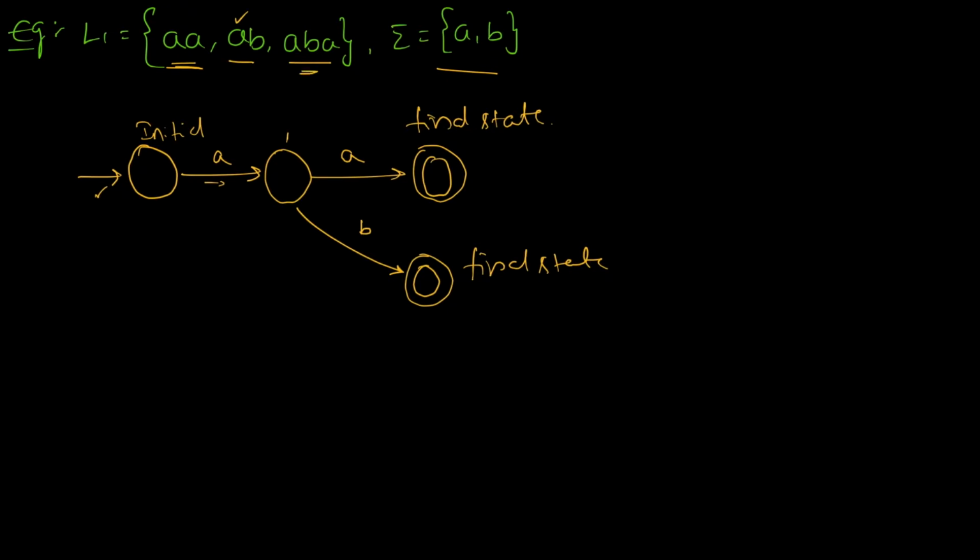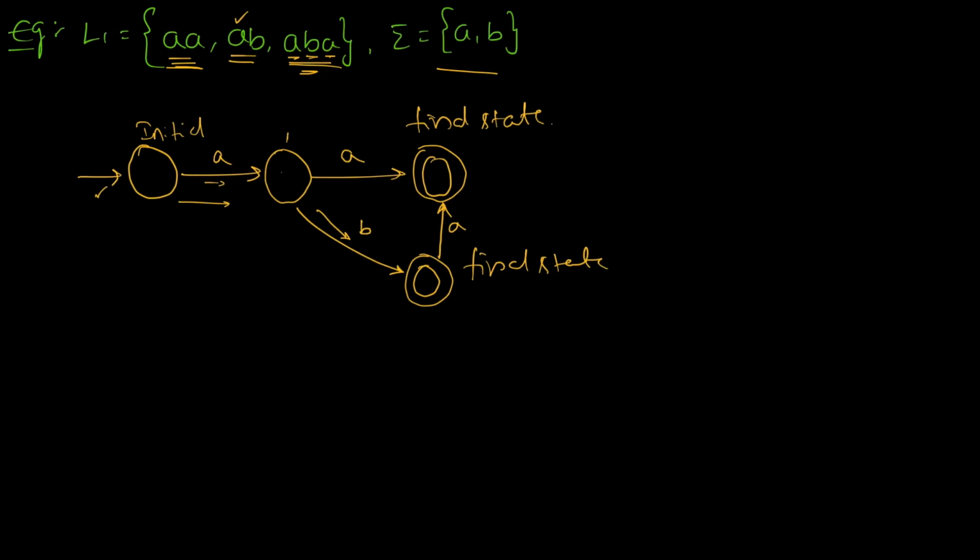Let's consider this string ABA. We always start from the initial state for a given input string. So on seeing A, it goes to this state. From this state, on seeing B, it goes to this final state. On seeing A, from this state, we can go to a final state. So we have accepted three strings: AA, AB, ABA.